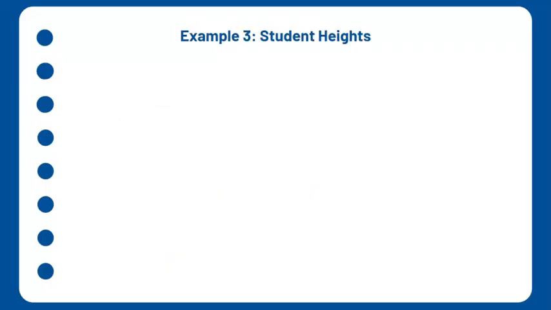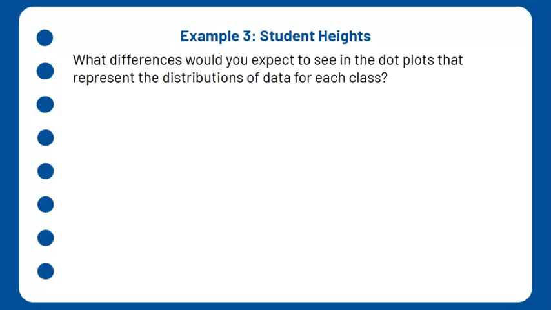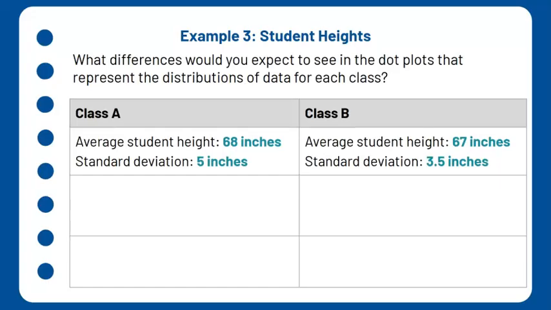We'll go over one more example about student heights. We're going to look at data of student heights for two classes to answer the question, what differences would you expect to see in the dot plots that represent the distributions of data for each class? In Class A, students have an average height of 68 inches and a standard deviation of 5 inches. In Class B, the students had an average height of 67 inches and a standard deviation of 3.5 inches.